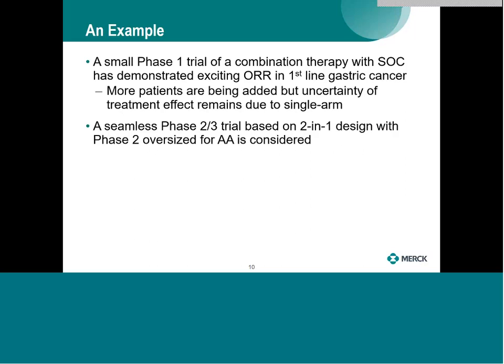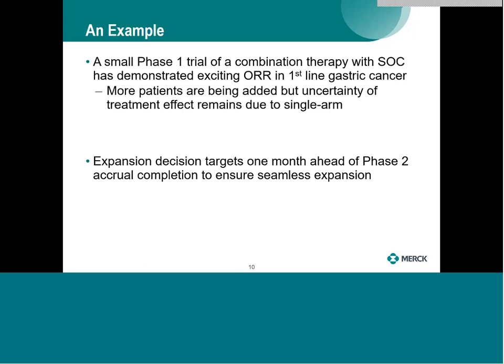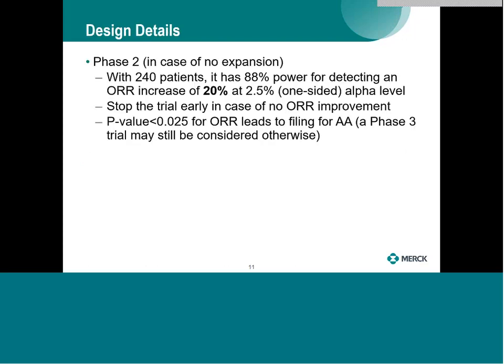And meanwhile, a similar phase 2/3 trial based on the 2-in-1 design was considered. The phase 2 part in this case was oversized for the possible filing for accelerated approval. And the expansion decision from phase 2 to phase 3 targets 1 month ahead of phase 2 accrual completion, so that the seamless expansion can be realized once a decision is made, at the time that all the patients for phase 2 are enrolled. So this is just to provide some more design details.